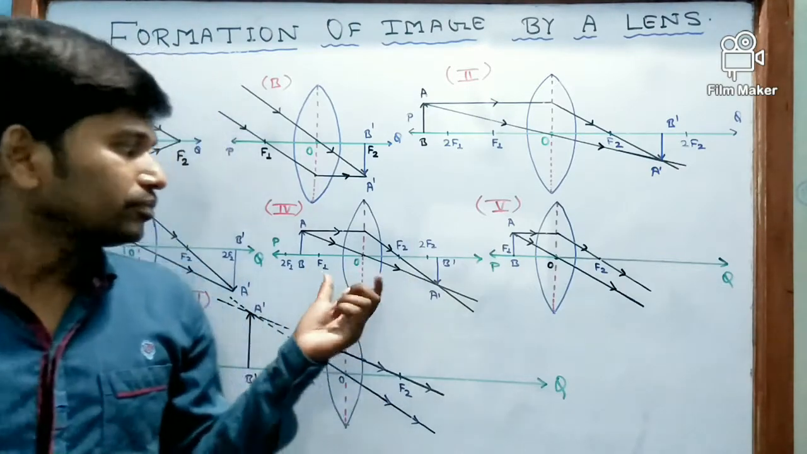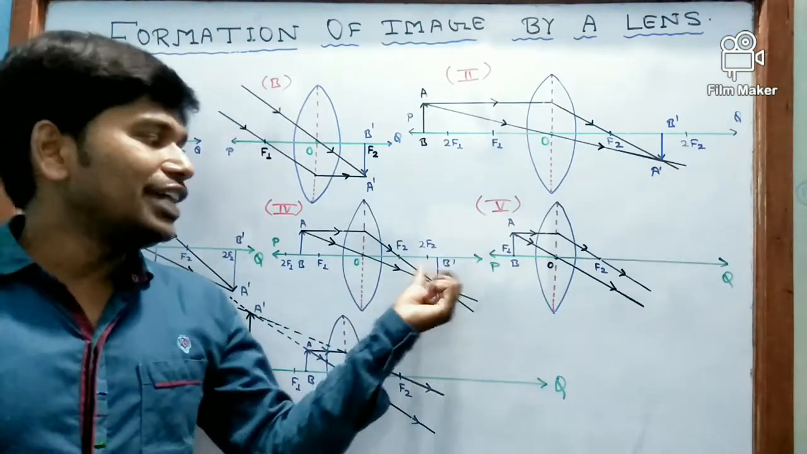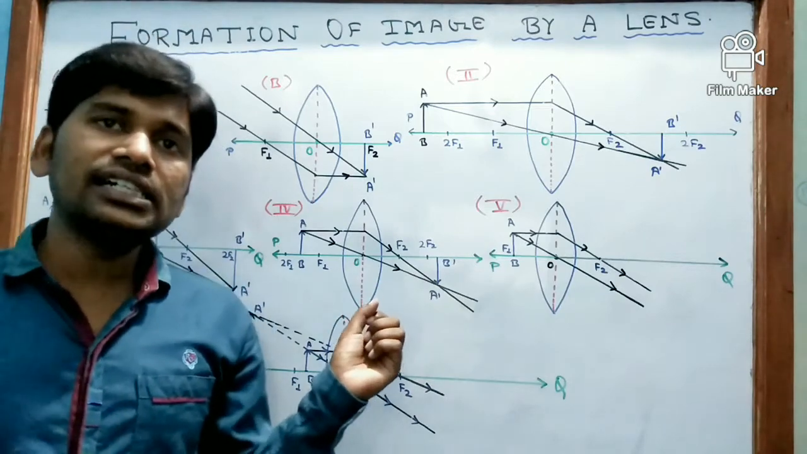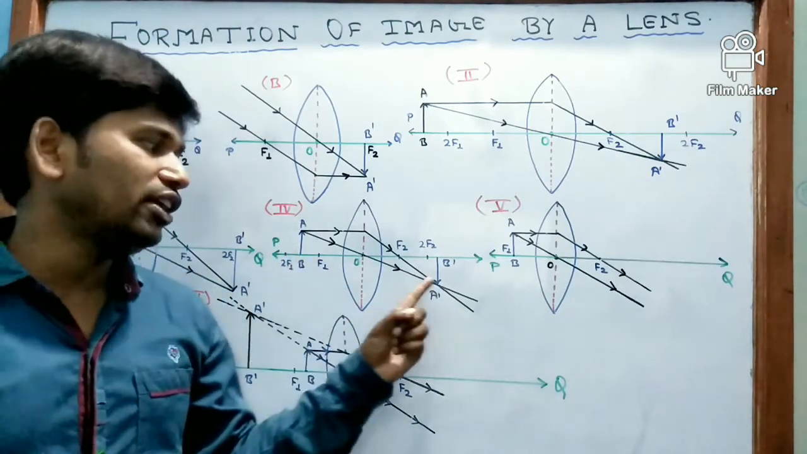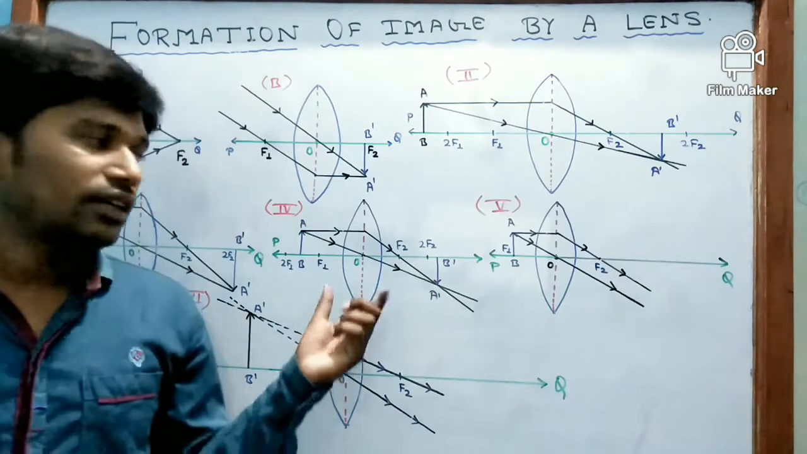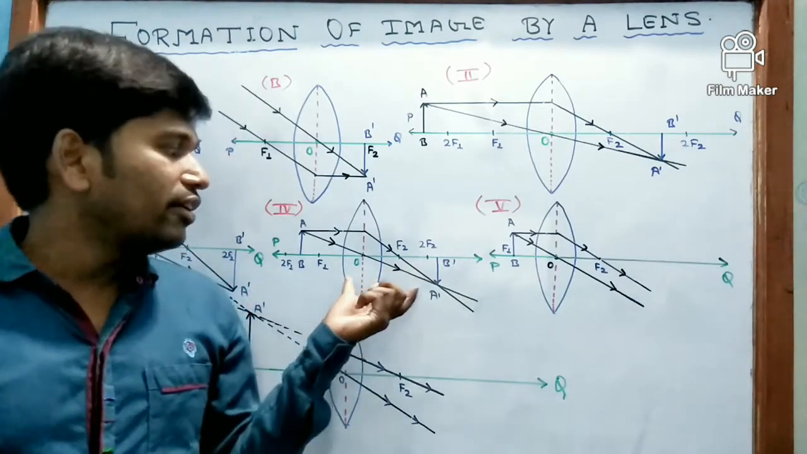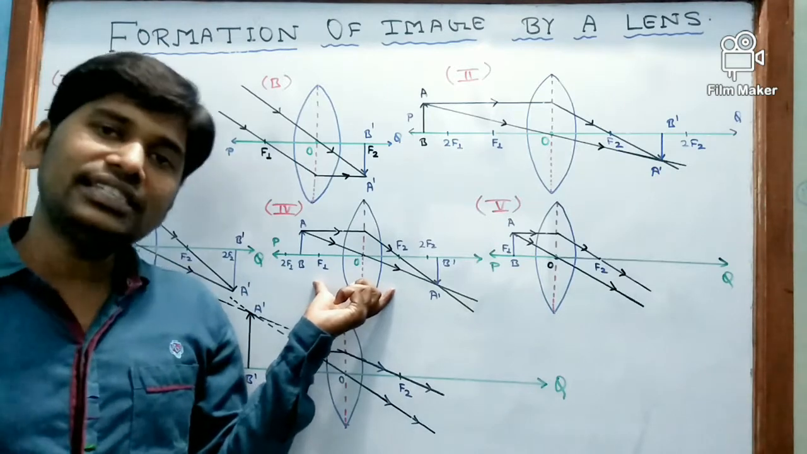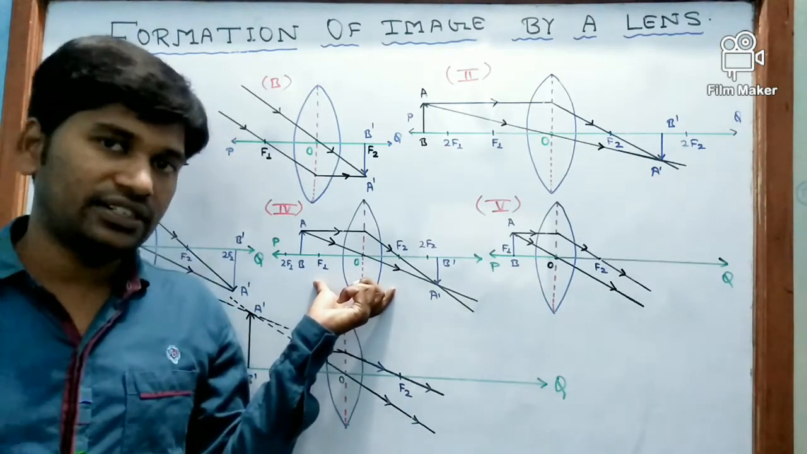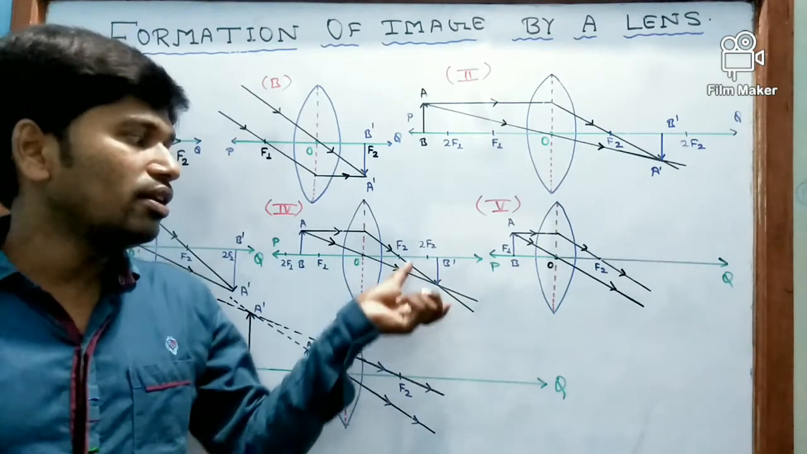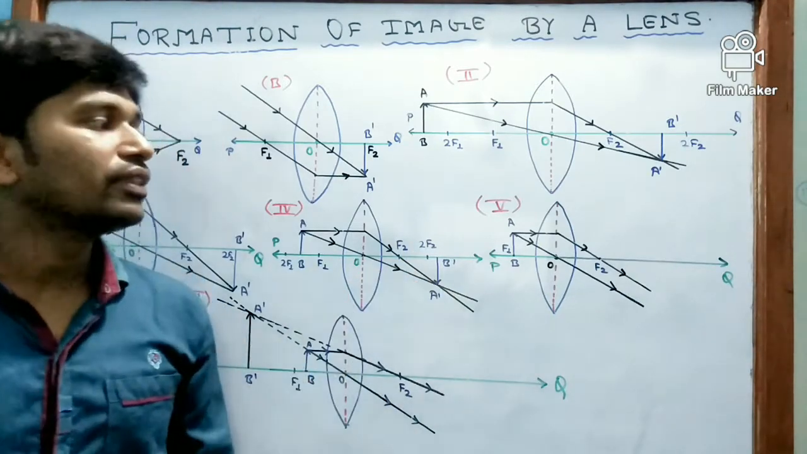In this, the size of the image is magnified, means larger than the size of the object. In this manner, the lens is used as a slide projector to form a large image.